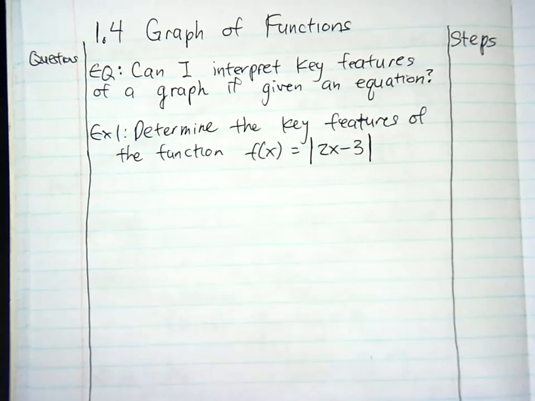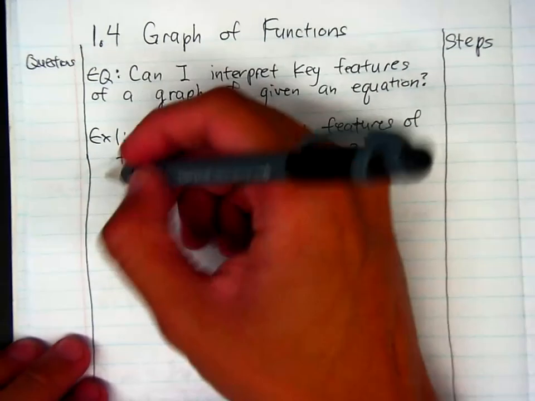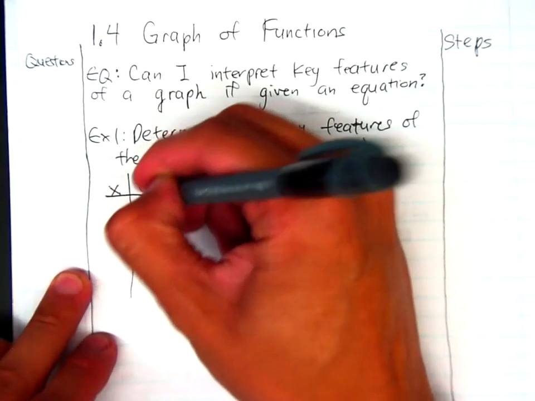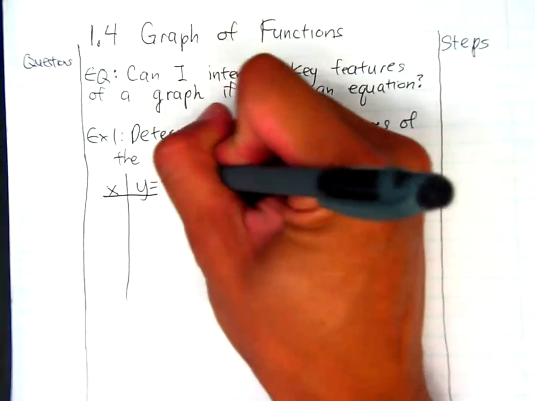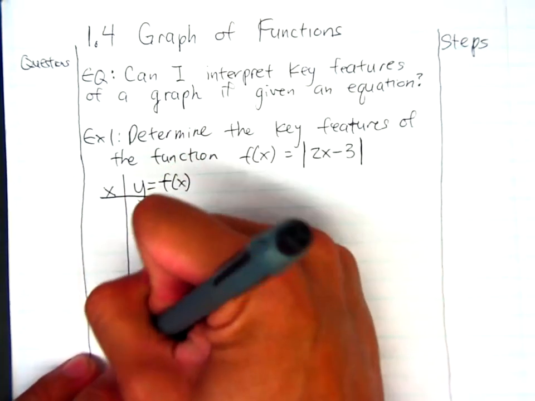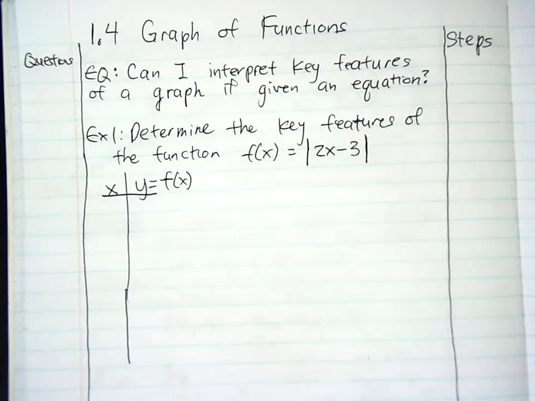For now, before we do anything special, we're just going to do an XY table. Another way to write y is also f of x. You need to understand every time you see f of x, it's y. So I need to pick values of x. Well, I want to know where the bottom of my V is, if you just saw that graph before.